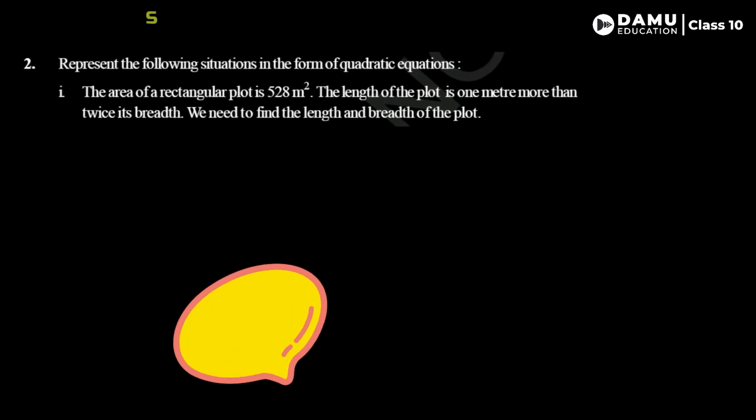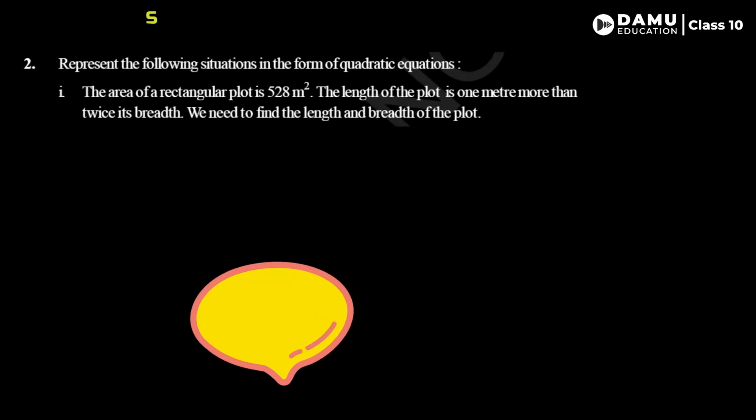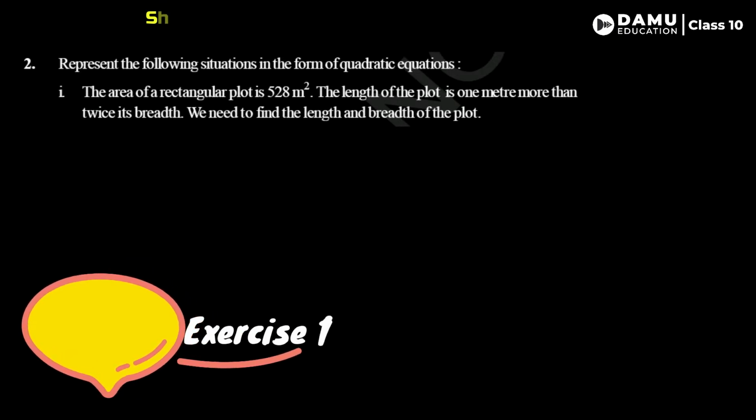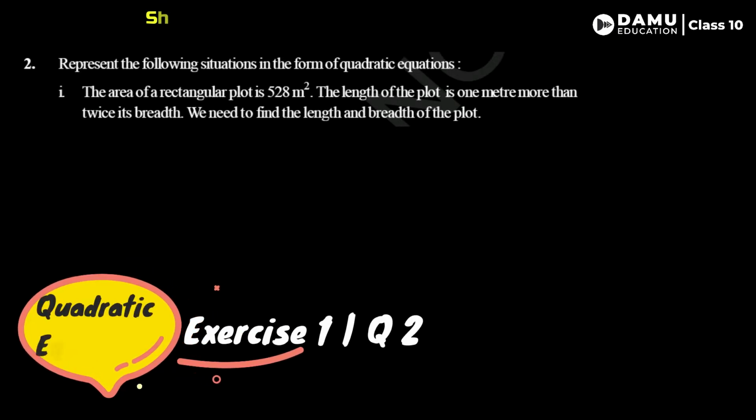In this session, we are going to discuss our second question. Represent the following situations in the form of quadratic equations. First case: the area of a rectangular plot is 528 meters square. The length of the plot is 1 meter more than twice its breadth. We need to find the length and breadth of the plot.